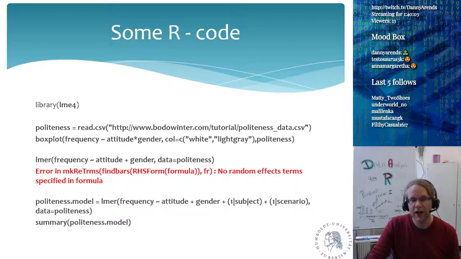So we can specify the random effects here. We can say one by subject and one by scenario. So then we just say lmer, the frequency is determined by the attitude plus the gender of the person. And then we have the person-specific variance, where we allow every individual to have a unique voice, and we allow every question to also have a unique frequency. And of course, I specify to use the data set politeness, which I just loaded in. And then I'm just going to make a summary of the whole model that we have.